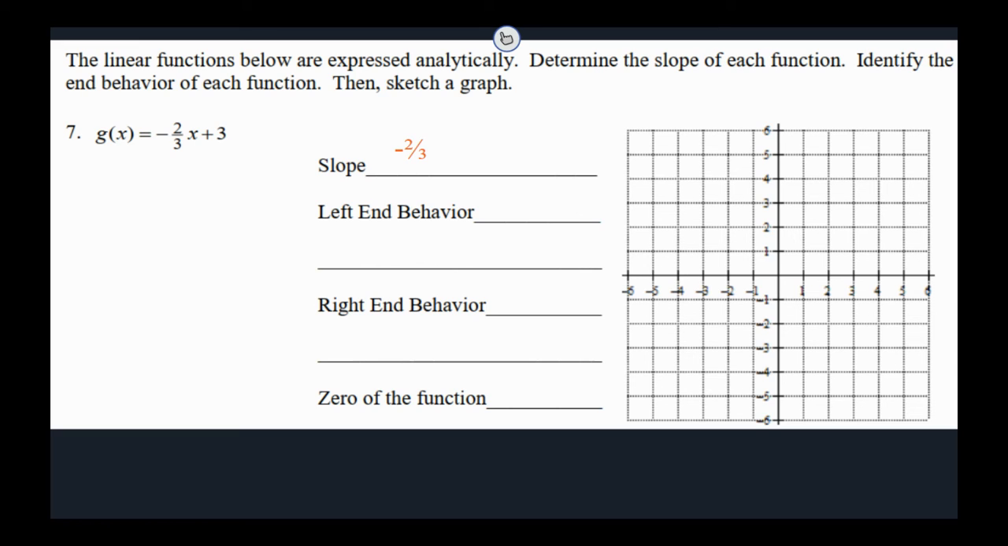So my left end behavior, as x approaches negative infinity, g of x approaches what? Positive infinity on the left. And on the right, it's going to approach negative infinity. Yes. Okay, then go ahead and sketch your graph.